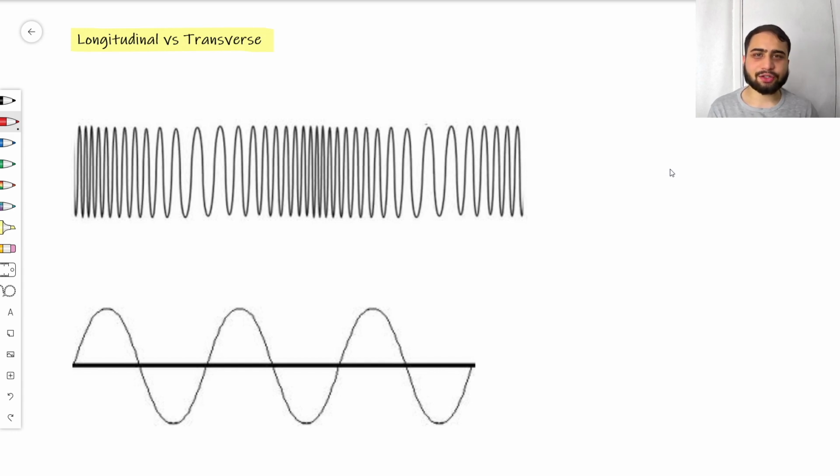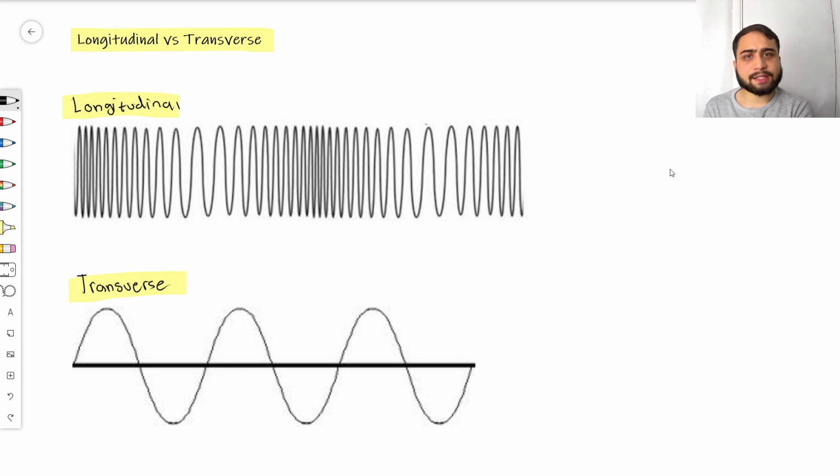Which one of these do you think is which? Now, most people know that the bottom one is the transverse wave, but for some of you, the top one, the longitudinal wave, may be new. So let's get right into that. Right, let's highlight them so we don't forget.